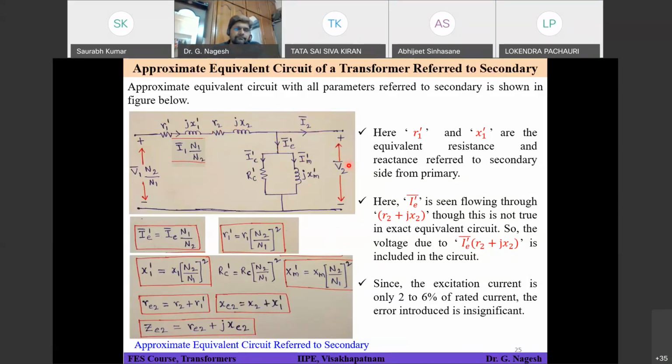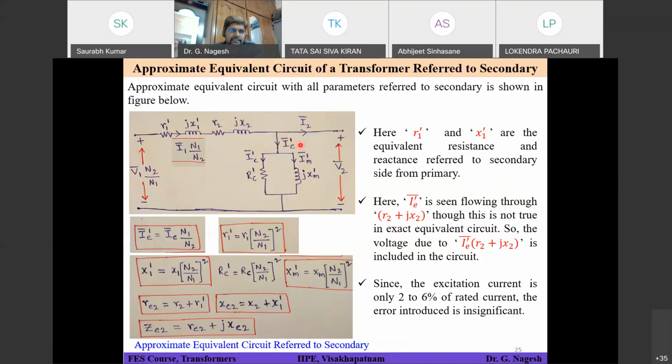Sir, do we get the same answer, sir? No, I already told you some error will be there. So what is the error we will see here? Here R1 dash and X1 dash are the equivalent resistance and reactance referred to the secondary side from the primary. Okay, the terminologies I have given. Here Ie dash is seen flowing through R2 plus jX2. That's what you could see, right? So Ie dash, which is coming out from this node, is actually flowing through R2 plus jX2, though this is not true in an exact equivalent circuit.